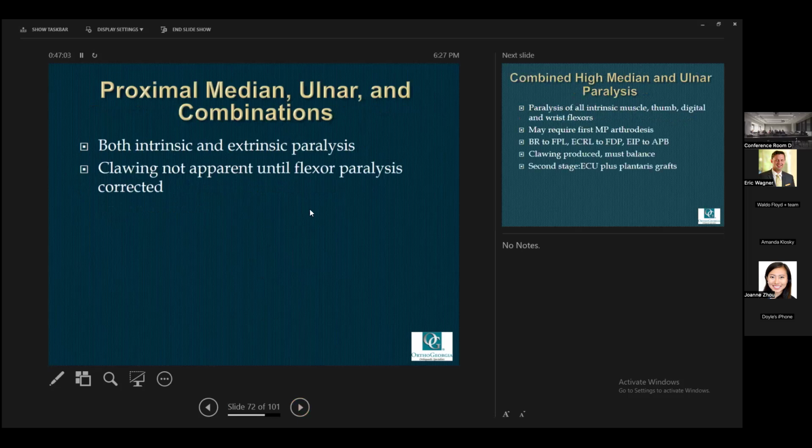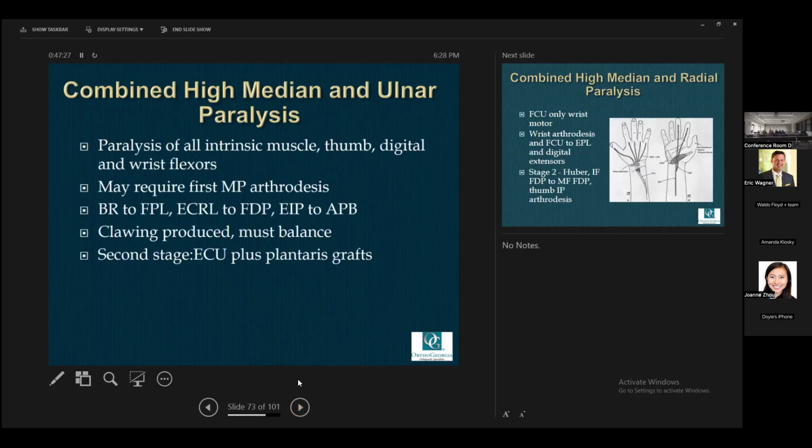If you have both proximal median and ulnar combinations, you can do the same type of transfer using ECRL to the digital flexors and EIP opposition. And the clawing does not become apparent until FDP is restored. So you have to come back as a second operation to rebalance. So this is basically what I just said.